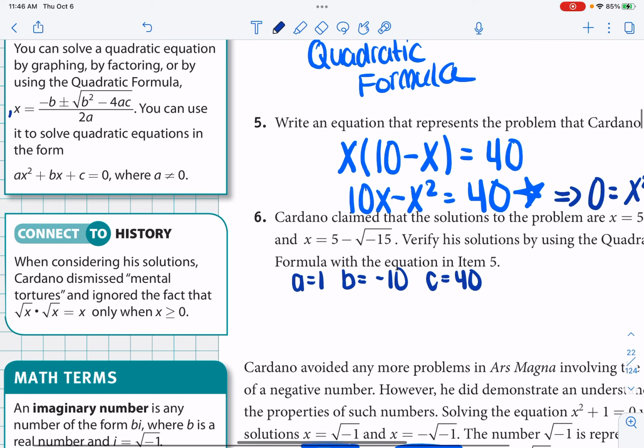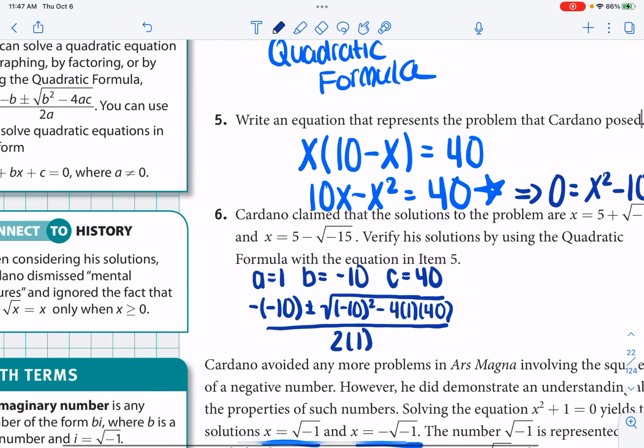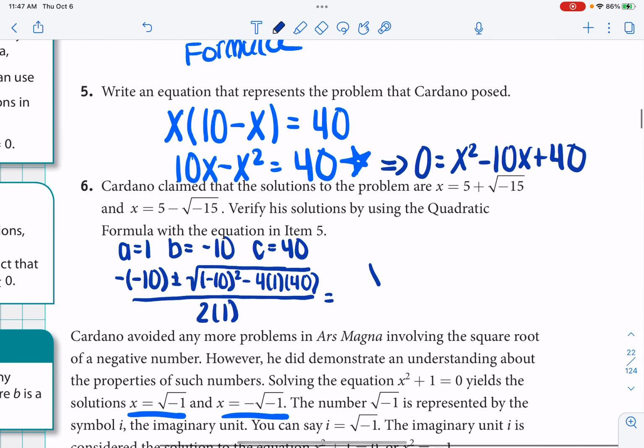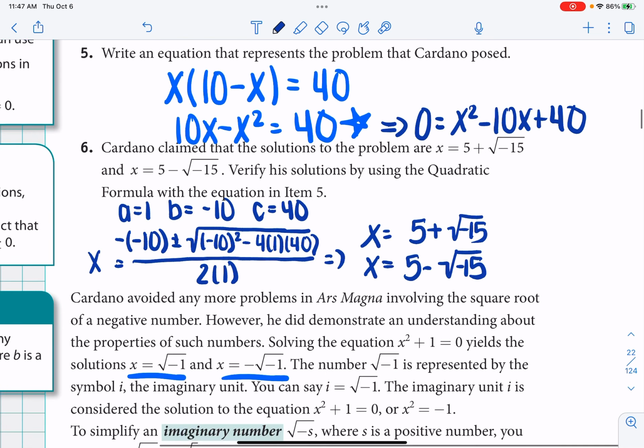Plugging it into this formula up here, okay, I would get negative b, which is a negative 10, plus or minus the square root of negative 10 squared minus 4, a is 1, and then 40 is c, all over 2 times 1. And what that would simplify into is two equations. Okay? You would get x is equal to 5 plus the square root of negative 15, and x is equal to 5 minus the square root of negative 15. Okay? We get those two equations.